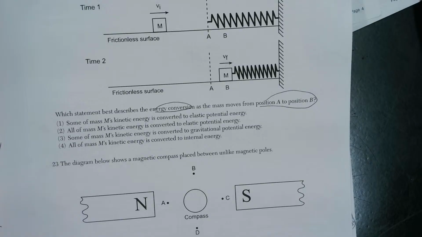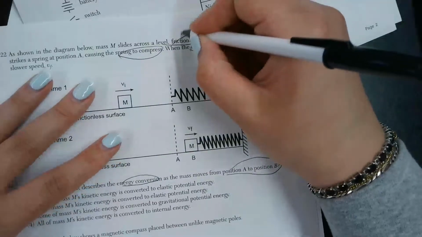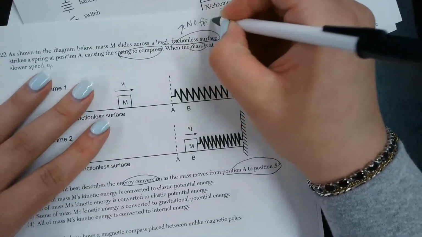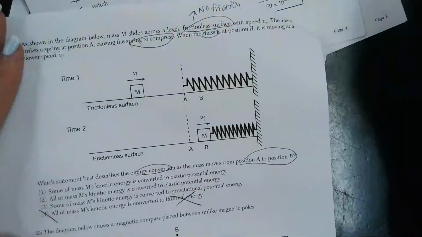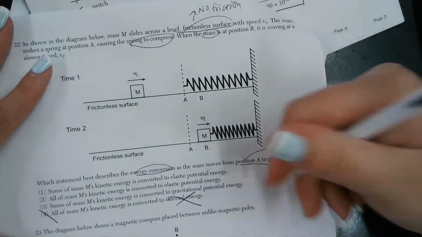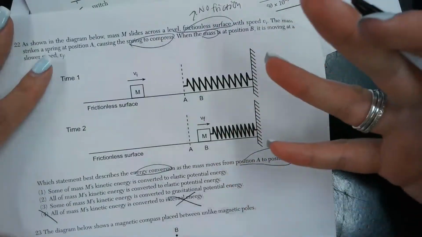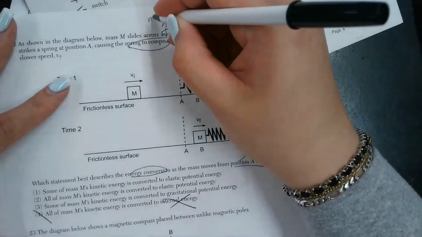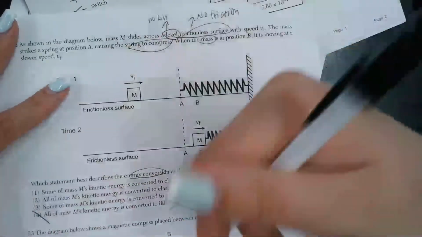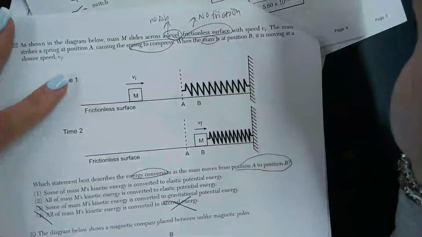Okay. So key word is frictionless. So that means no friction, no heat is created. Thus, there's no internal energy. So we do not have to worry about that. Gravitational potential energy changes when we change height. We're not doing that. We're on a level surface, right? So no change in height. So therefore, gravitational PE is out of the picture.